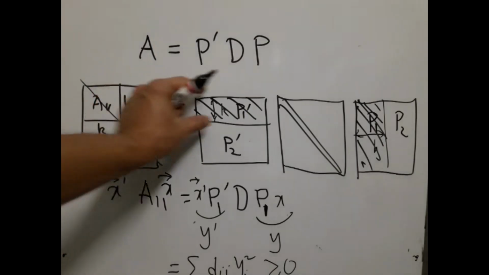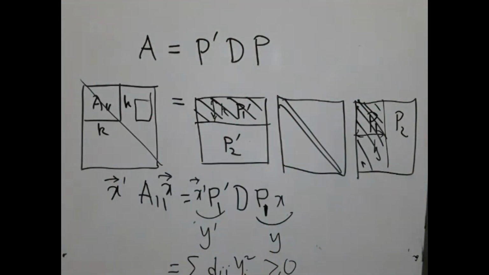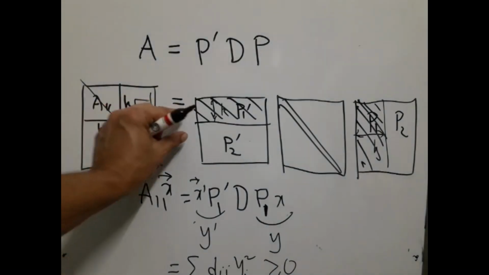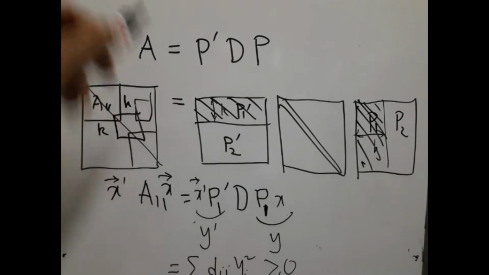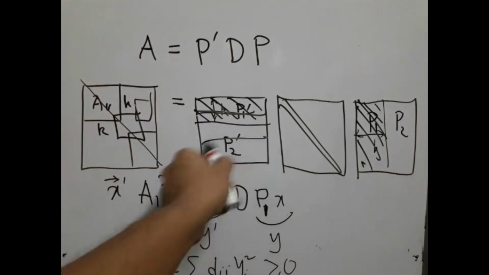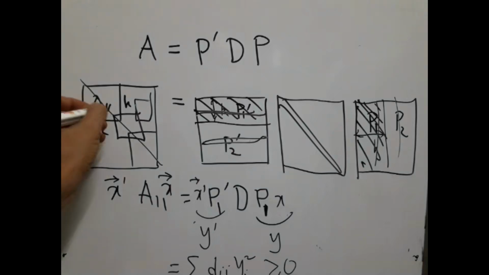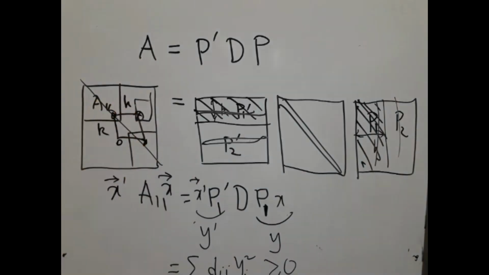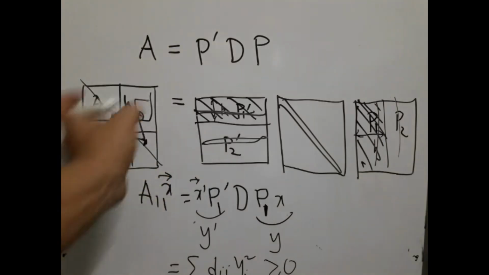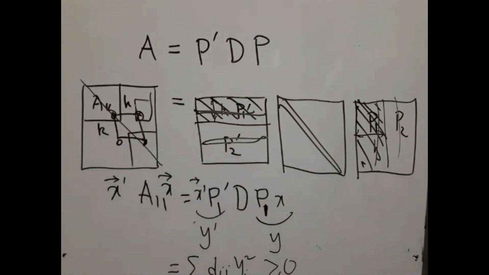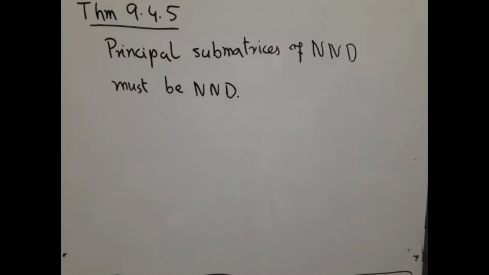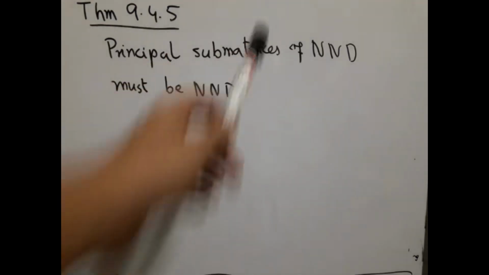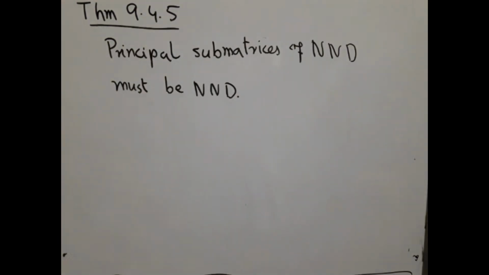So the fact that I took the first k and the first k here doesn't matter. You could have taken the last k and the last k, in which case you will get something like this. You can say the middle and the middle, in which case you will get something like this. You can take some here and here, the corresponding thing here and there, then you will get a submatrix which is scattered all over the place, but you are always symmetric around the leading diagonal. So any such submatrix must again be NND. This immediately leads to theorem 9.4.5, which says principal submatrices of NND matrices must be NND themselves.